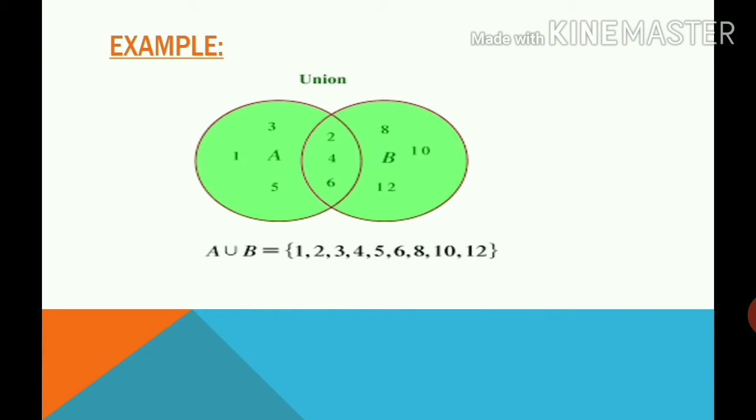Here there is one more example. There are two sets A and B. The elements are 1, 2, 3, 4, 5 and 6. These are the elements of set A. Now let's come to set B. The elements of set B are 2, 4, 6, 8, 10 and 12.